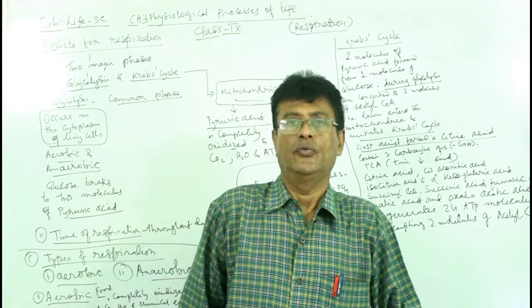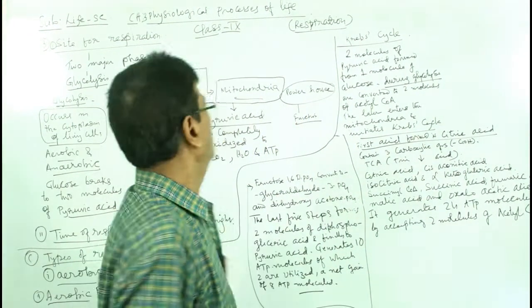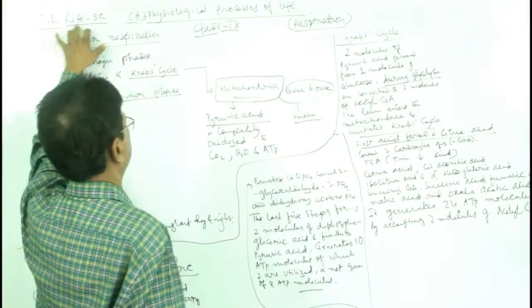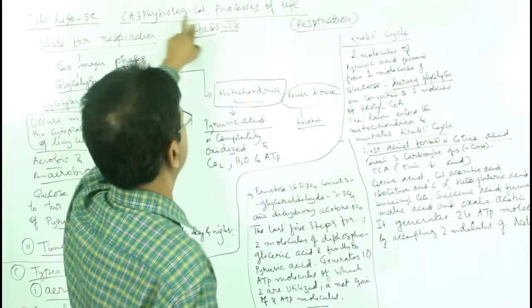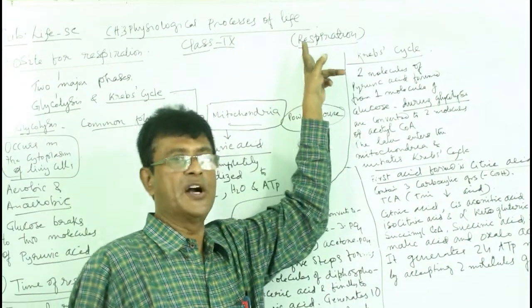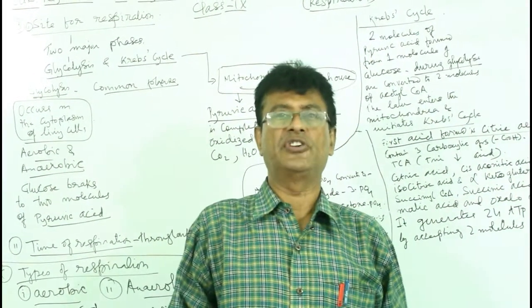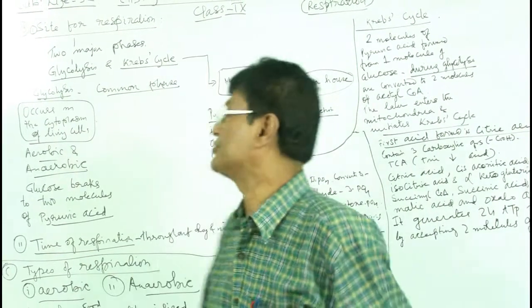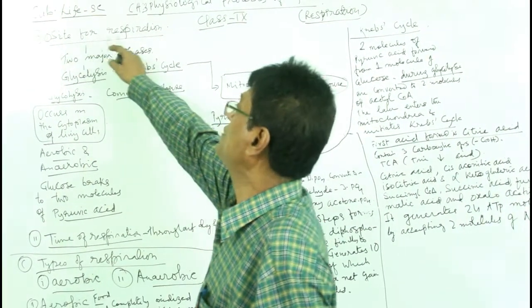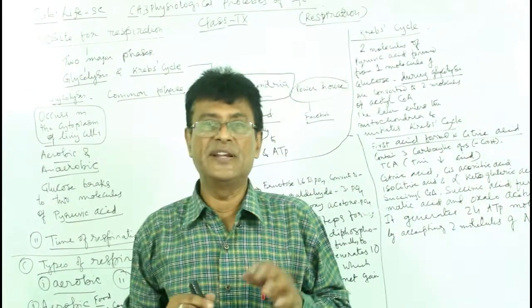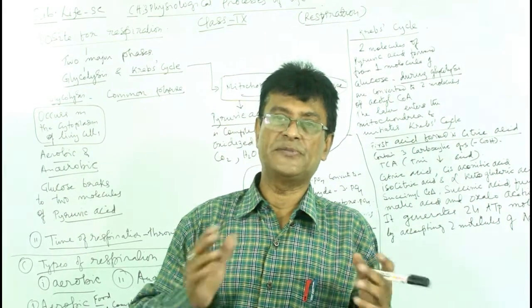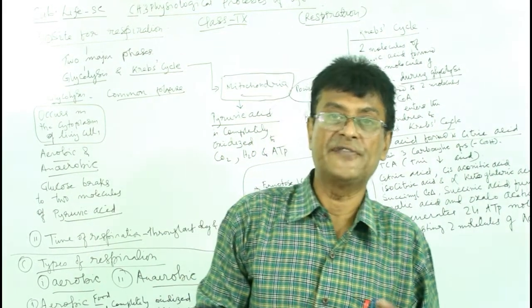Children, we have come here to discuss life science for class 9, chapter Physiological Process of Life, part respiration, where we had already discussed respiration and come to discuss today the site for respiration. That means, where does respiration occur? That is the site for respiration.